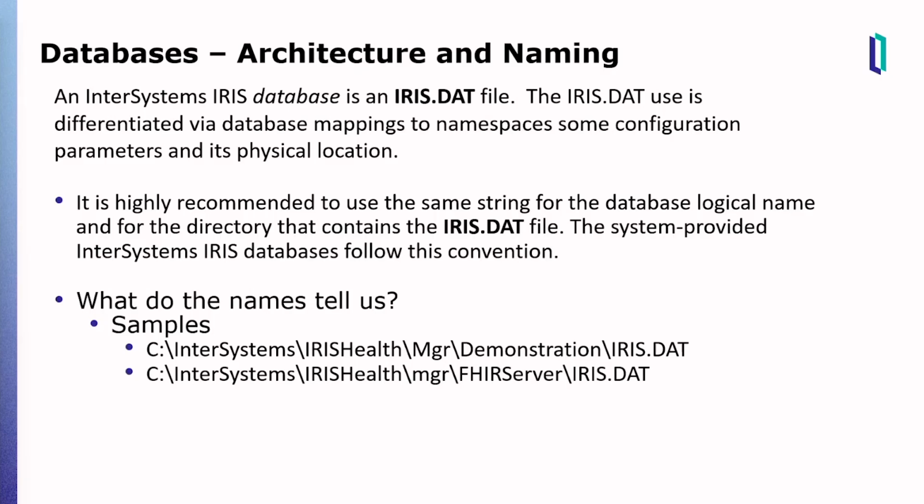If you look, it's like we get installed, we put it inside Iris for Health, then there's an MGR directory, which is the management directory of the system. And then in here is the namespace. So in this case, I have a demonstration namespace, I have a fire server namespace, and as you can see, they both have iris.dat at the end. So it's important that you maintain these structures as you build. And if we go on to the next.